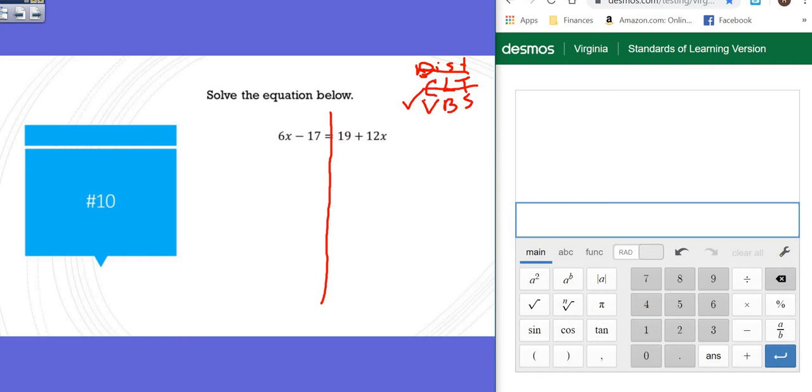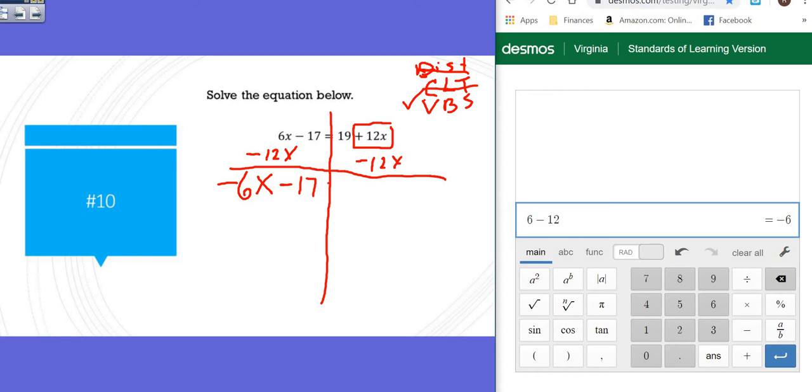So when we have a variable on this side of that castle wall, we've got to put a magical box around it, and we're going to do the opposite of what's inside the box. So we're going to subtract 12x from both sides. And remember, line up the x's, line up the numbers. So we're going to come over here and we're going to do 6 minus 12, and that gives me negative 6x. I'm going to bring down the minus 17 equals 19.